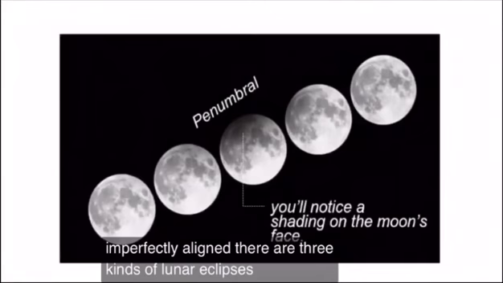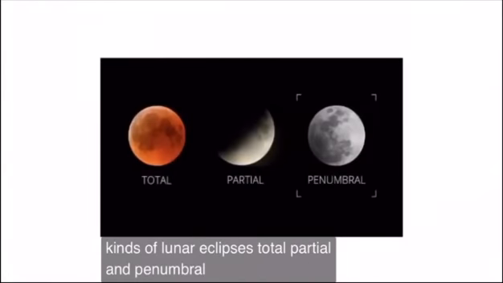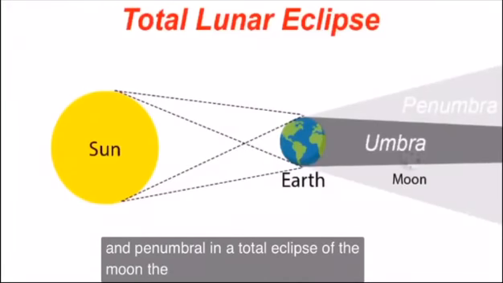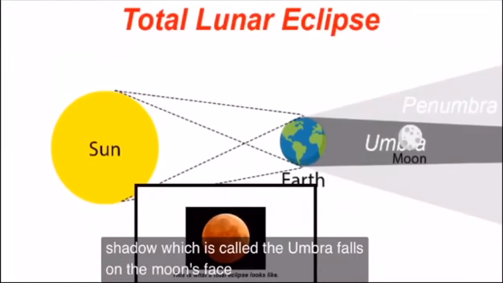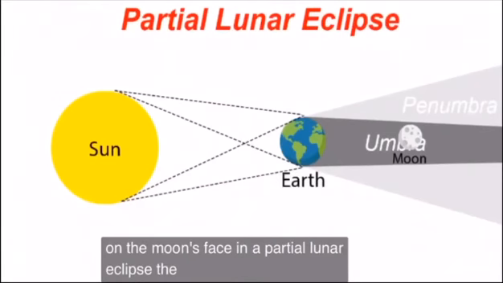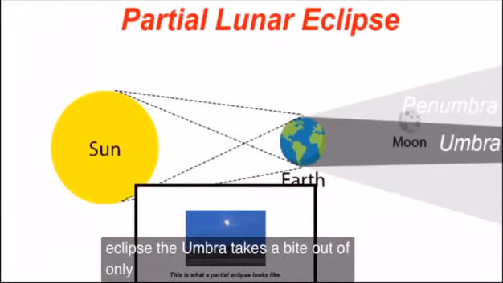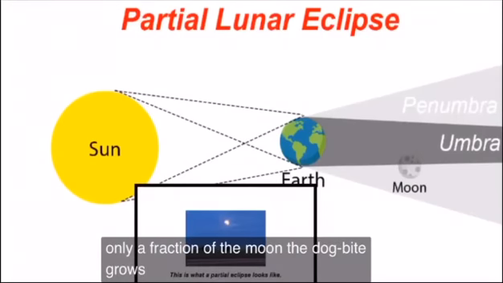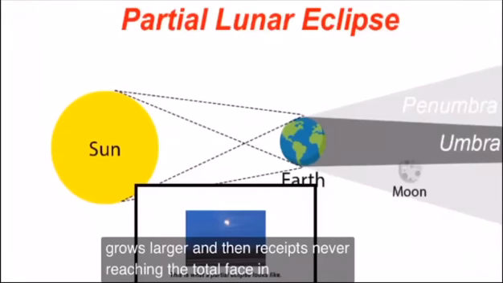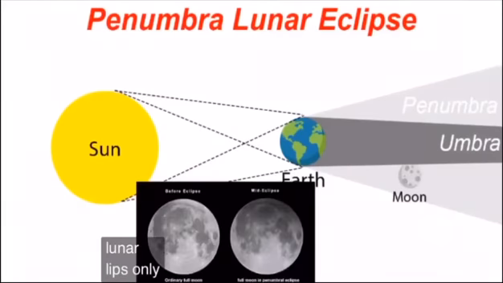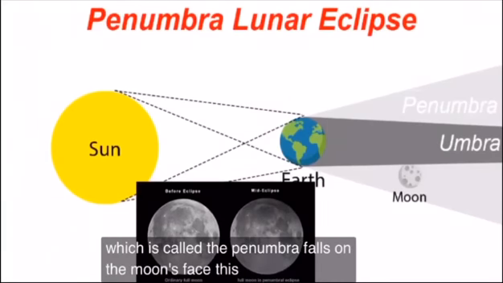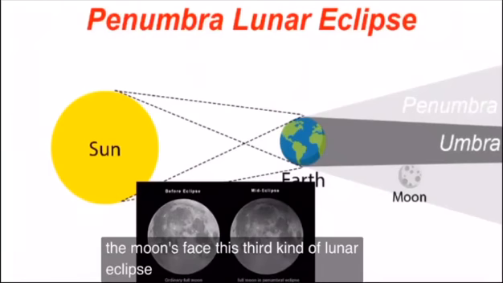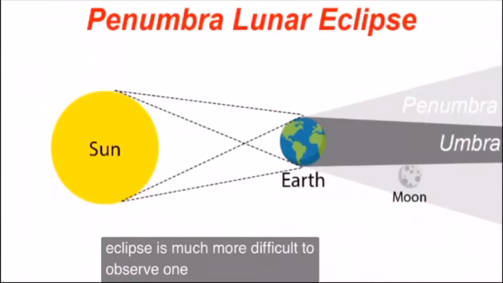There are three kinds of lunar eclipses: total, partial and penumbral. In a total eclipse of the moon, the inner part of the earth's shadow, which is called umbra, falls on the moon's face. In a partial eclipse, the umbra takes a bite out of only a fraction of the moon. The bite grows larger and then recedes, never reaching the total face. In a penumbral lunar eclipse, only the outer shadow of earth, which is called a penumbra, falls on the moon's face. This third kind of lunar eclipse is much more difficult to observe.